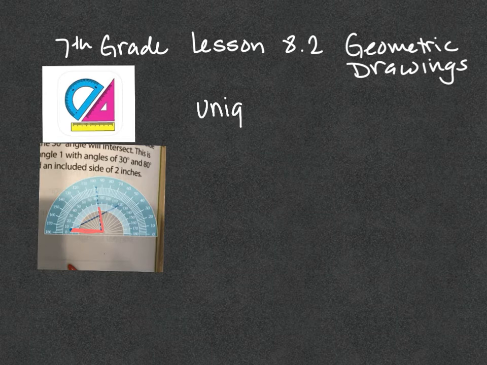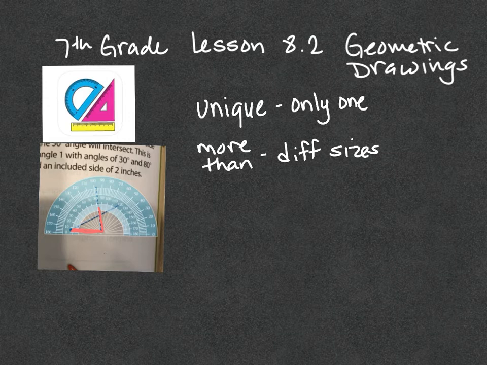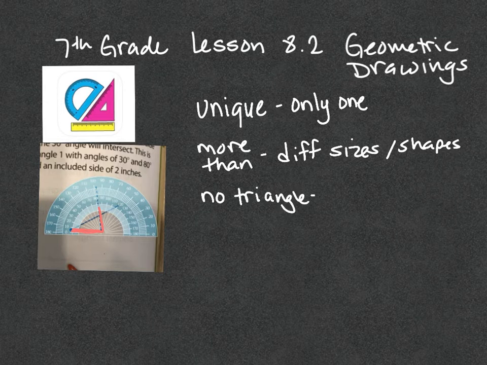Unique angle would mean there's only one shape and size of the angle that it can be. So we'll just put only one. And more than one obviously means that you could have several of different sizes, and maybe even different shapes, possibly. Actually, I'm not sure. Anyways, you could have different sizes. And then no triangle would mean you can't make a triangle out of that.